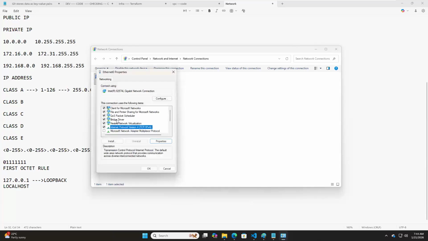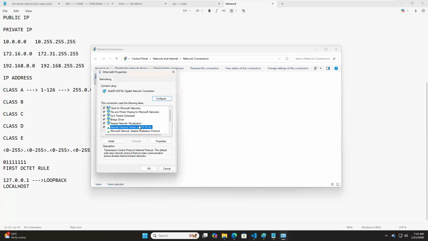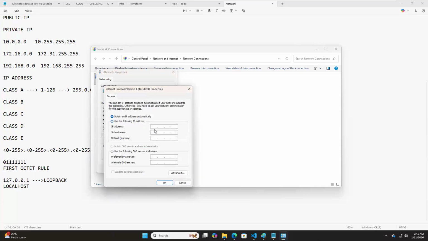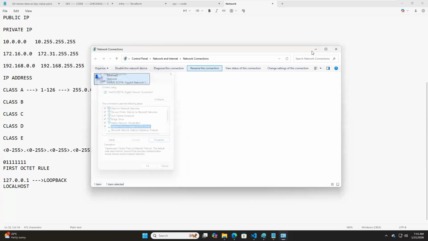In the same manner, for example, if I provide the number 172, I won't give any second, third, or fourth octet numbers. That is the secondary thing. When I give 172, automatically it takes the subnet mask as 255.255.0.0. Otherwise, if I give the number 192.168, then automatically it takes 255.255.255.0. So this is how computers take 255.0 and so on.